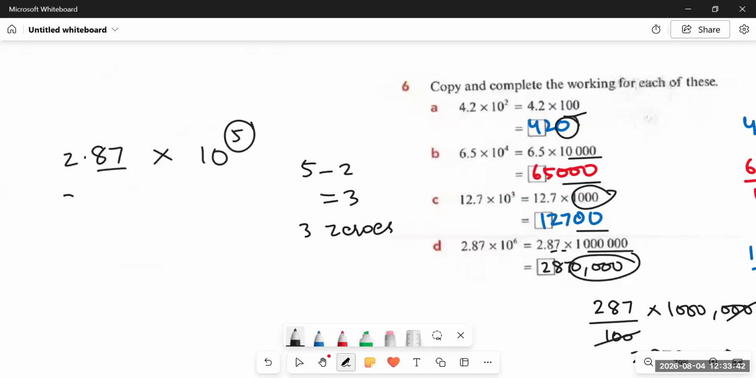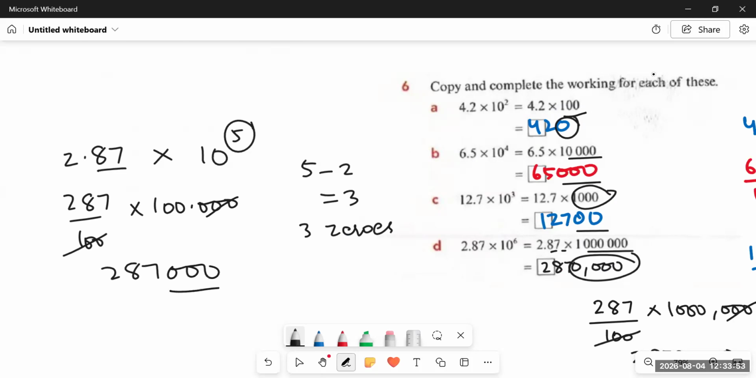See, 2.87 becomes 287 upon 100 multiplied by 100,000, crossing out two zeros with two zeros, and we are left with 287,000. Hence proved. We have three zeros. Okay.